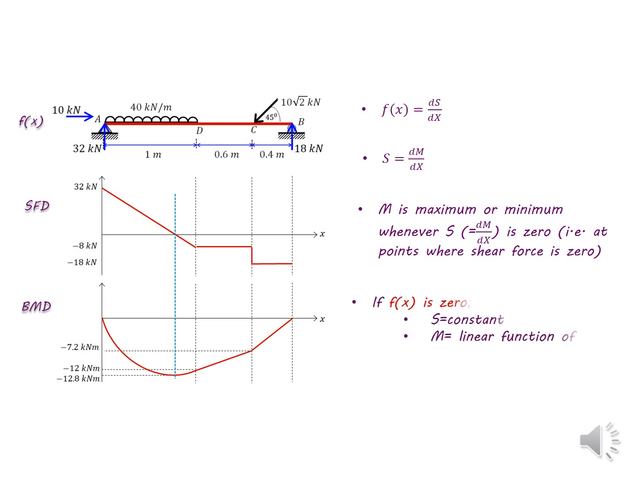Finally, we should know that if Fx, the load intensity, is 0, then shear force is a constant and M is a linear function of x. Also, when Fx is a constant, shear force is a linear function of x, and bending moment is a quadratic function of x. You can see those relationships by looking at the bending moment and shear force diagrams and the load intensity of the beam.